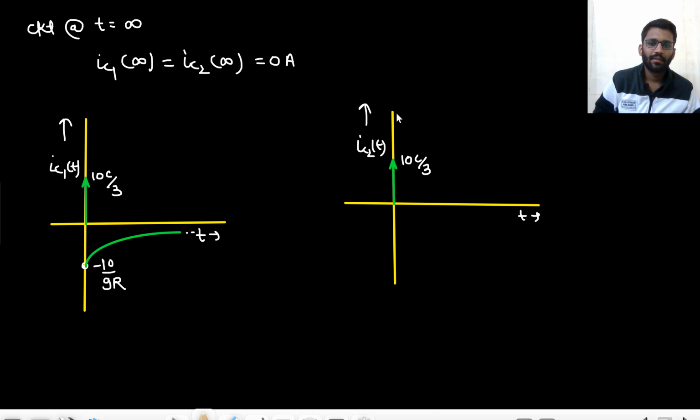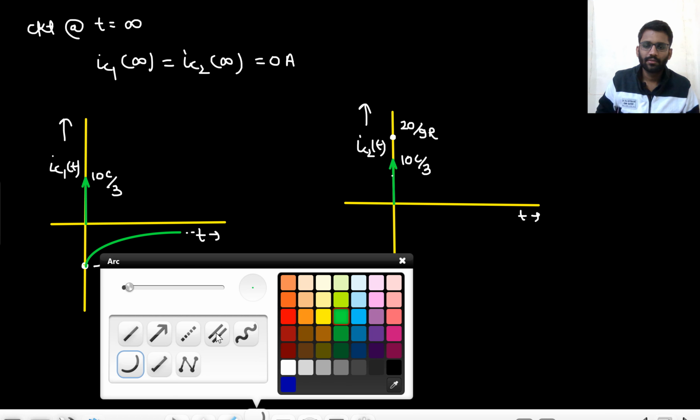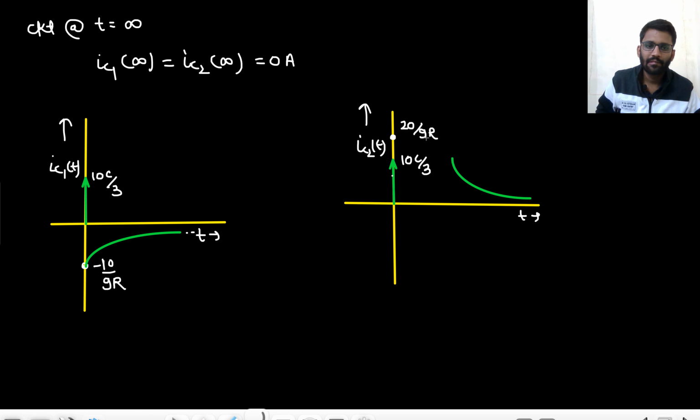20 by 9R. It can be lesser than this as well, it can be more than this as well. You can't really comment. So it is 20 by 9R. It will go like this.